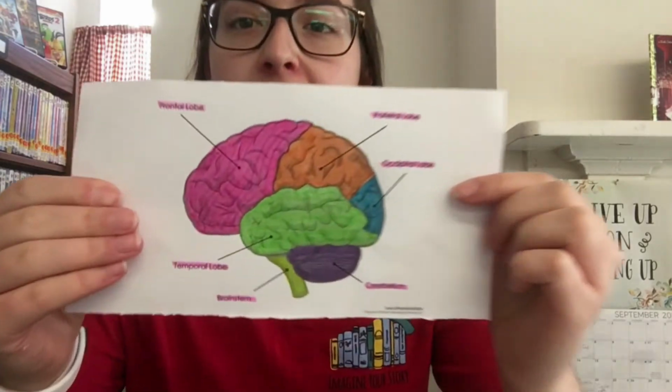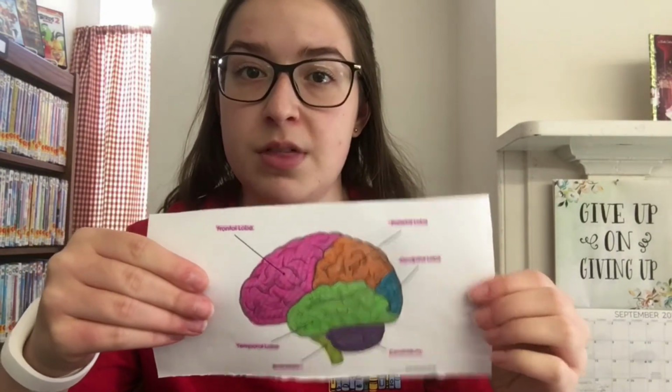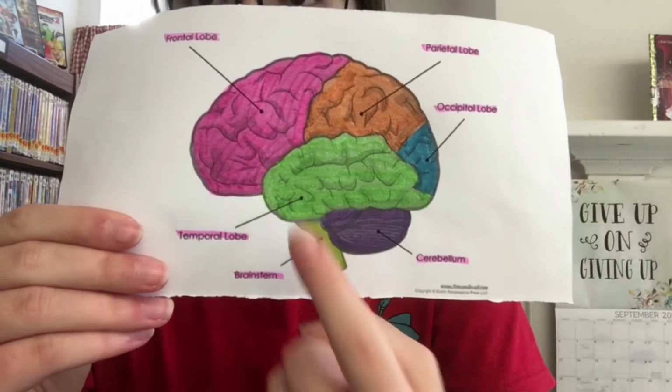Next, we have the parietal lobe in orange. This is going to be on the top of our head, in the back more. This is going to be in charge of our sensory input. So this is why we can taste food when we eat, and this is why we can feel textures of items. So for example, this piece of paper is smooth and it's thin, and I can perceive this because of my parietal lobe.